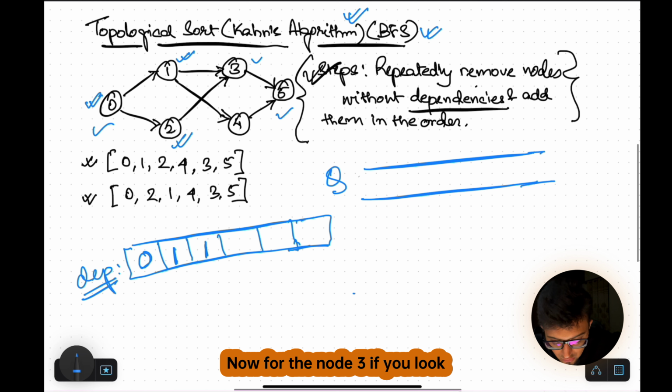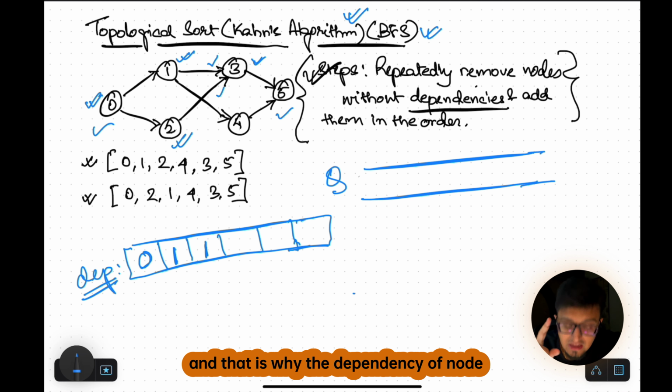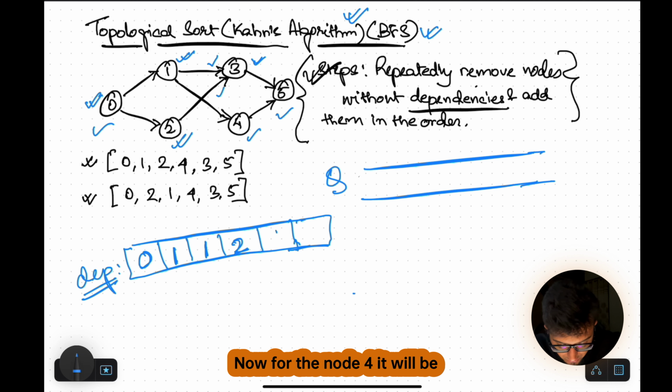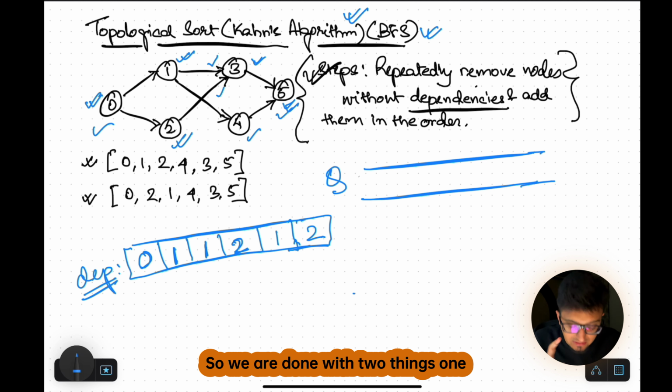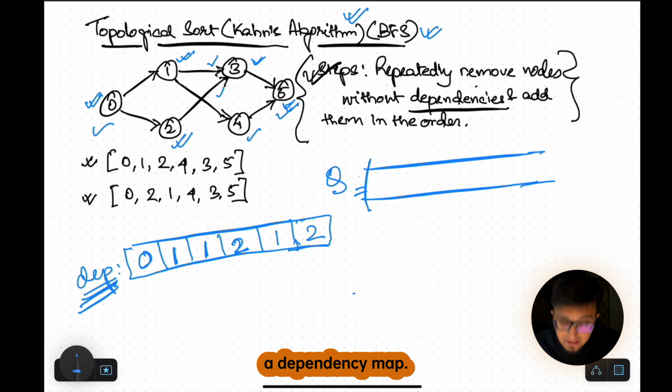Similarly for node 2, it will be the same thing, that is it has only one dependency. Now for node 3, if you look carefully, there are two incoming edges over here, and that is why the dependency of node 3 will be 2. So we are writing 2 over here. Now for node 4, it will also be 1, and for node 5, as usual, it will be 2. So we are done with two things. One is declaring a queue and another is declaring a dependency map.